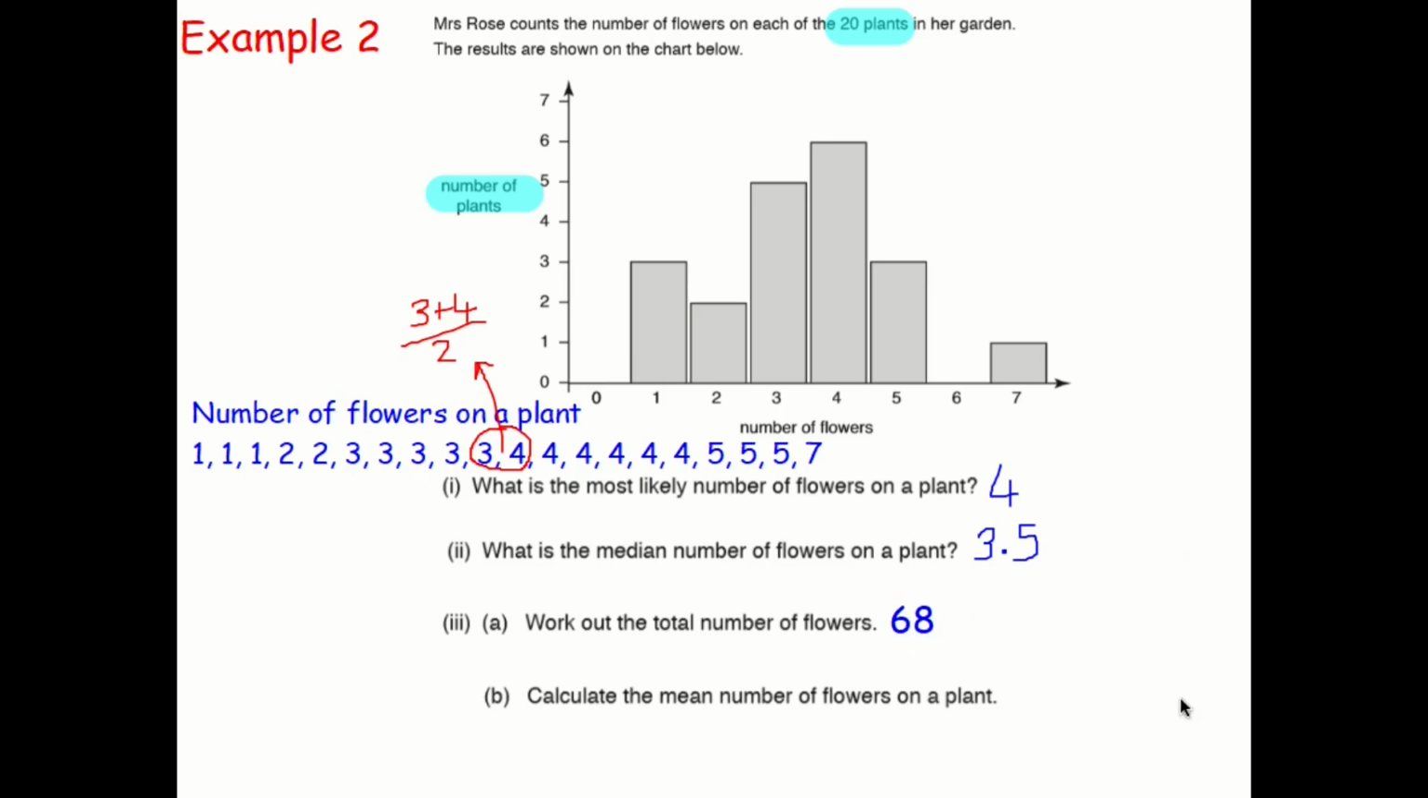And finally, calculate the mean number of flowers on a plant. Well, we are going to draw on what we read in the question, which was that there are 20 plants. So if we've got a total of 68 flowers and we have 20 plants, I'm going to do that calculation, 68 divided by 20, and I get 3.4.